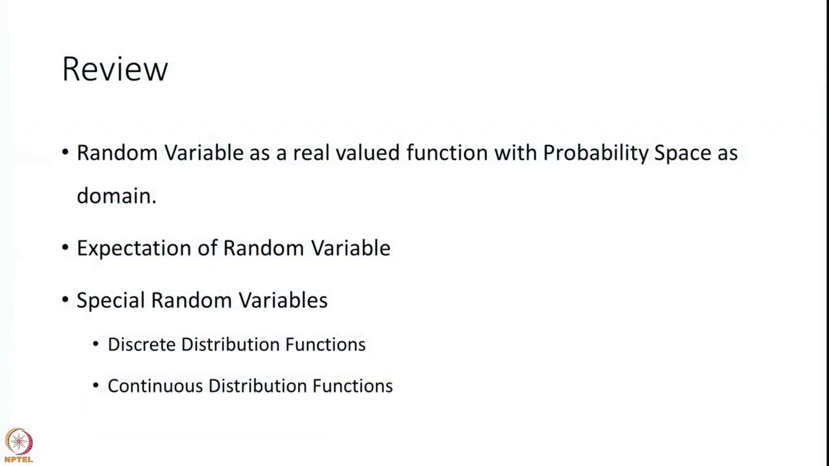So first let us review what we have done in the past. We introduced random variable as a real valued function with a probability space as its domain. Then we introduced expectation of this random variable, and we also introduced certain special random variables which have specific models of distribution. So we introduced two kinds. One is discrete distribution functions in which we covered Bernoulli trials, binomial distribution, geometric distribution, negative binomial distribution and hypergeometric distribution. While in the continuous distribution function, we introduced uniform distribution function, then normal distribution function, then some derivatives of normal distribution such as chi-square, T distribution and F distribution.